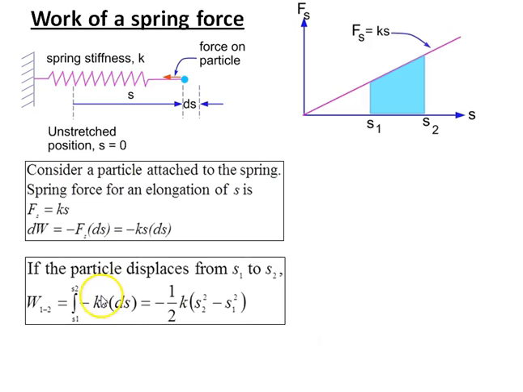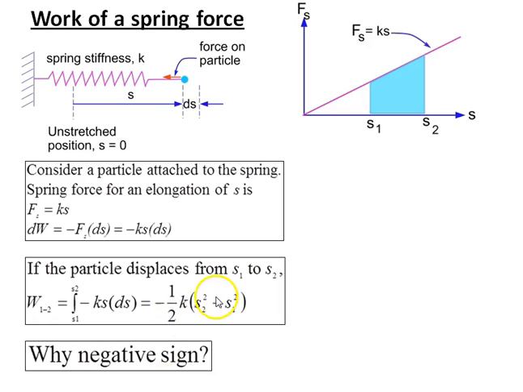If we integrate between the limits s1 and s2, let us say s1 is somewhere here and s2 is somewhere here, you have minus half k into (s2 squared minus s1 squared). Again, note very carefully why we had the negative sign. While it is undergoing a displacement ds from here to here, the force is in the opposite direction. That is the reason why we have a negative sign.